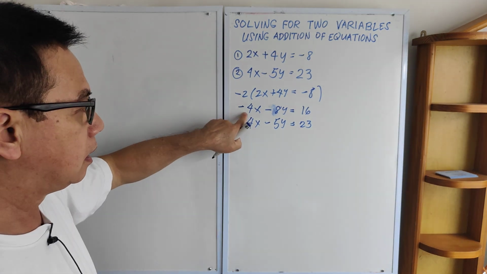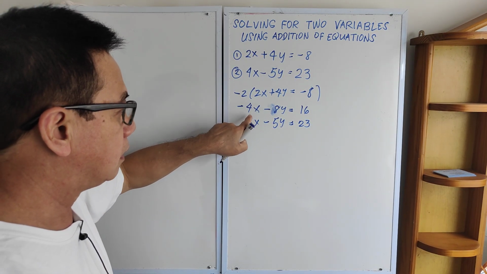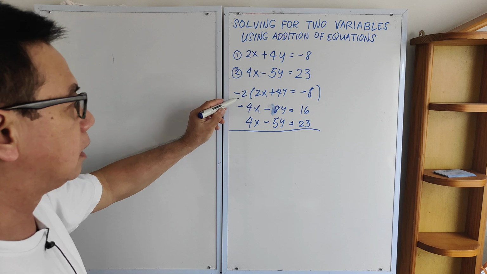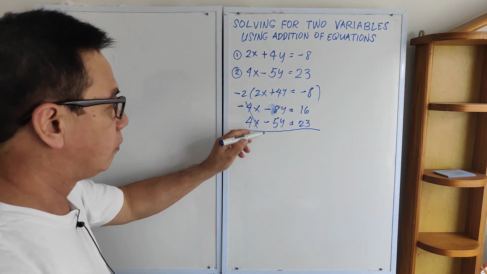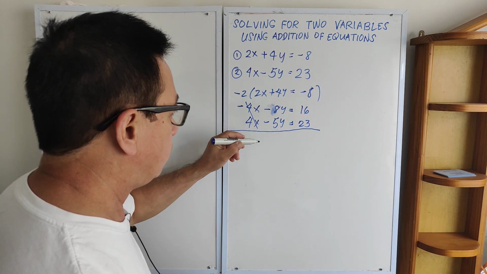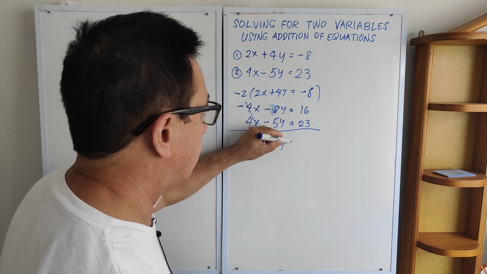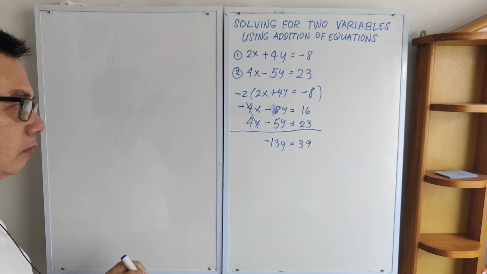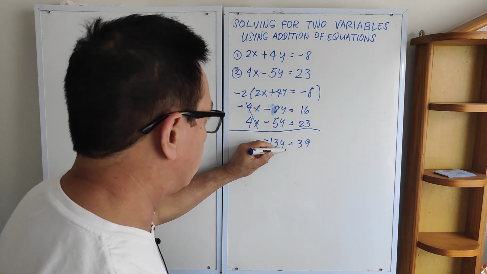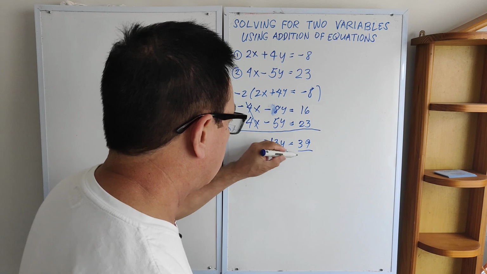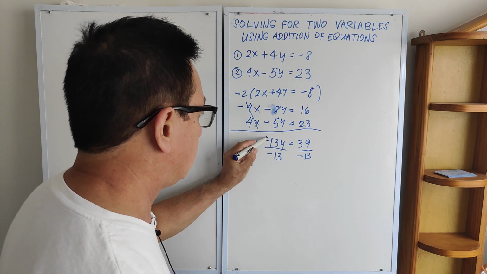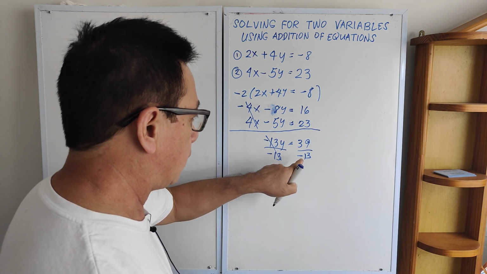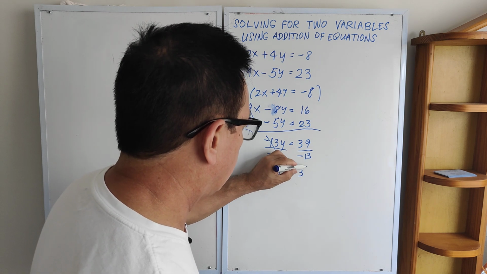Now the x coefficients are now the same number but different signs. So we can add them and it can cancel out. What we will have left is negative 8 plus negative 5 is negative 13y. 16 plus 23 is 39. Now to get the value of y, we have to divide both sides by negative 13. So negative 13 will cancel out. Y will be equal to 39 divided by negative 13, which is negative 3.